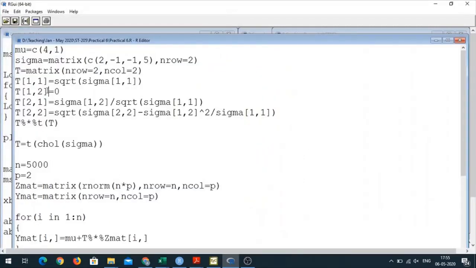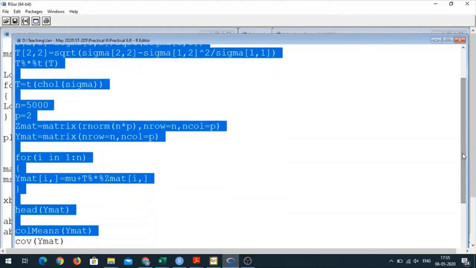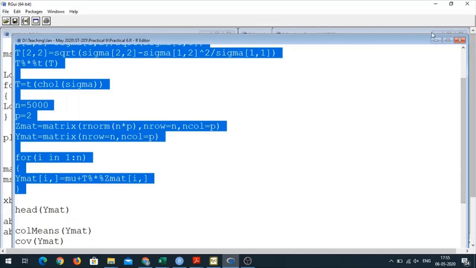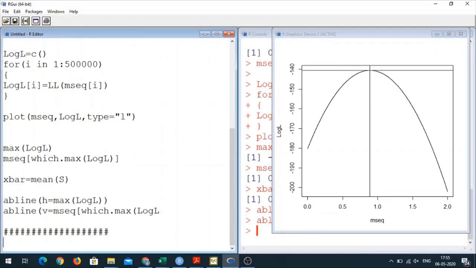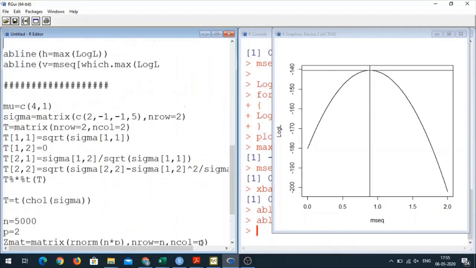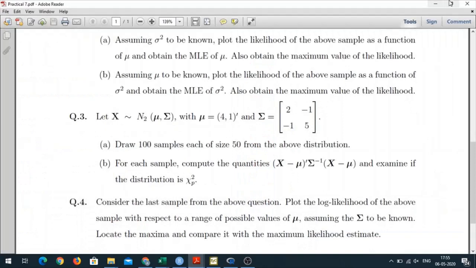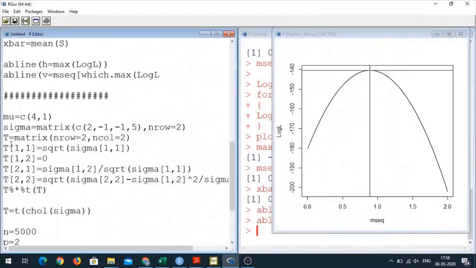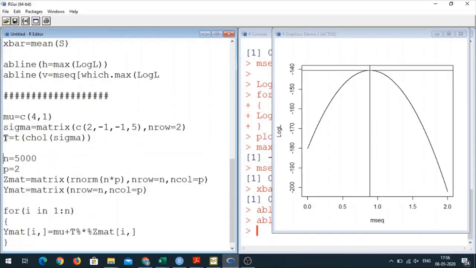So this is the code. We will just change mu and sigma and we'll use this code. I don't need all these things, I just need the data matrix. My mu is supposed to be 41. I think I've used the same values, 412 minus 1 minus 1 5. Yes. I don't need to construct the T matrix manually. I can use the Cholesky decomposition matrix.